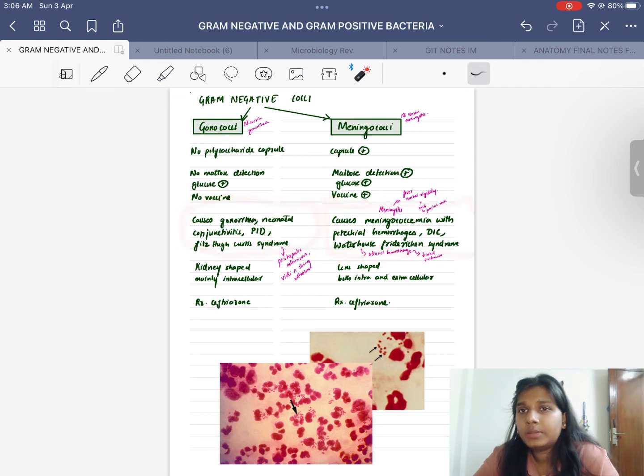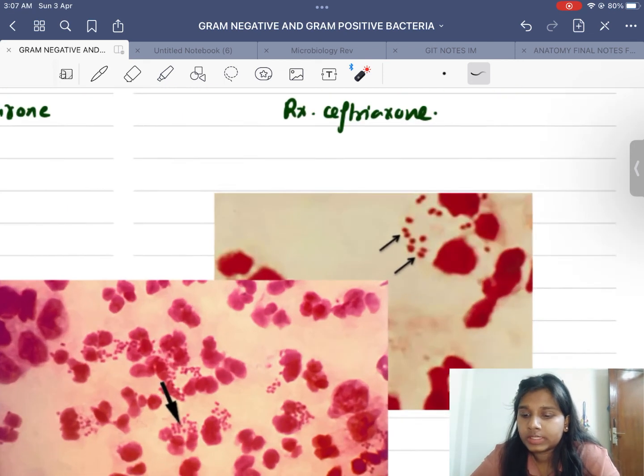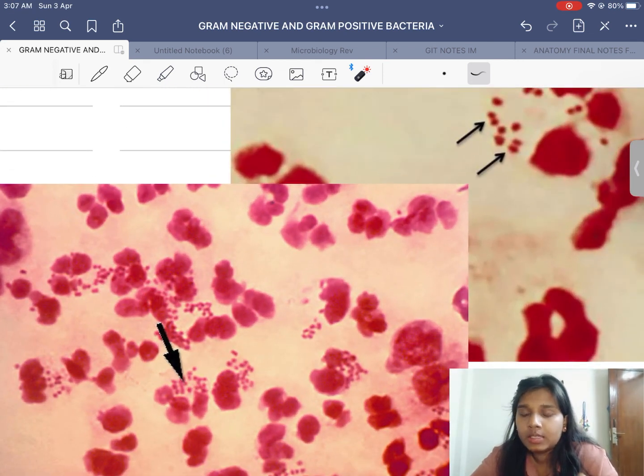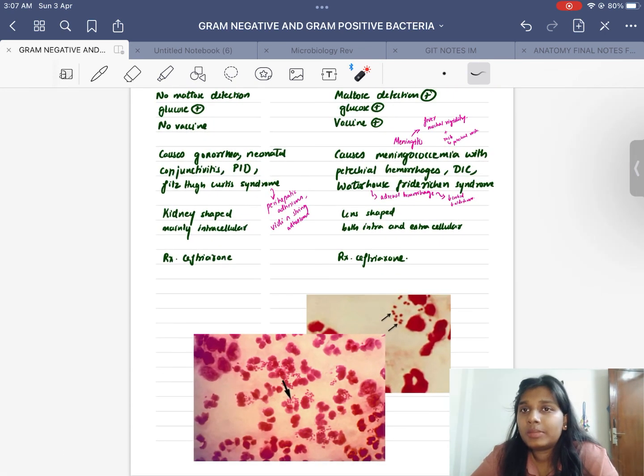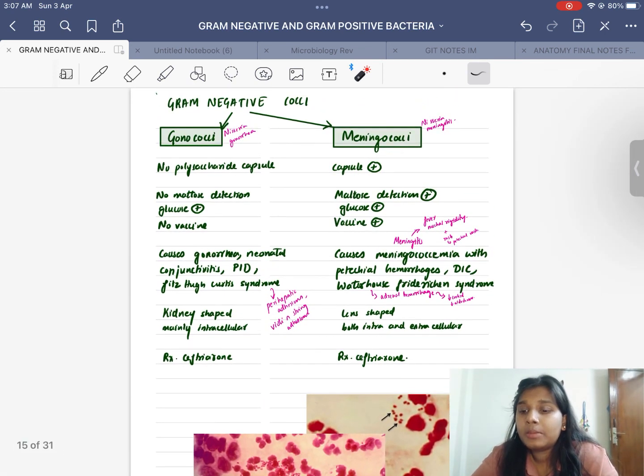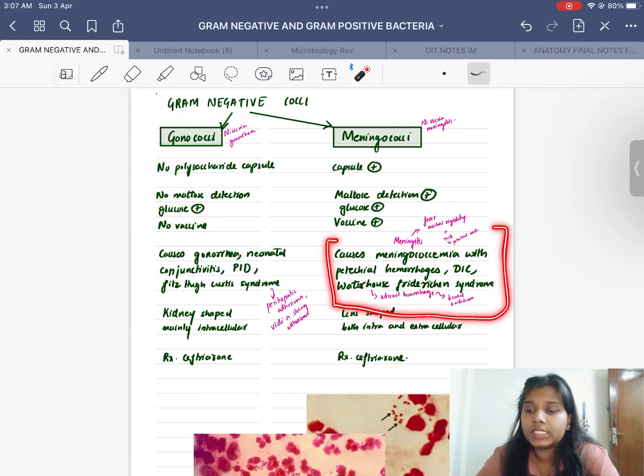Okay, then it will be easy to find out, because if ever they're showing you a gram-negative diplococcus, okay, gram-negative diplococcus like this, pink color means gram-negative, and then they'll have this small diplococci inside. Okay, so this is gram-negative diplococcus. If they say maltose is present, it is meningococcus. Maltose is not there, only glucose is there, that is gonococcus. Okay, and then the associated conditions.